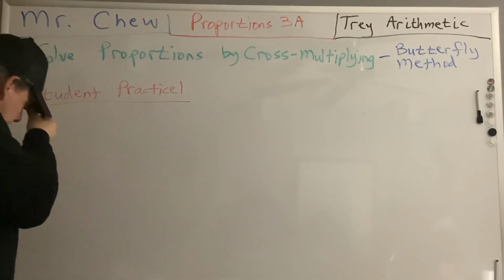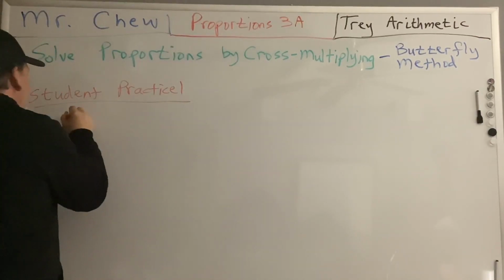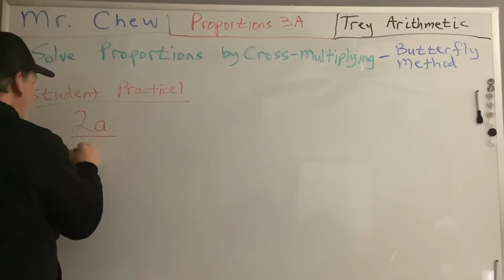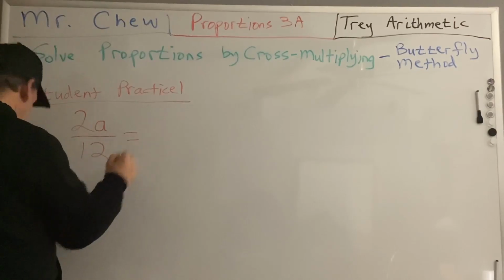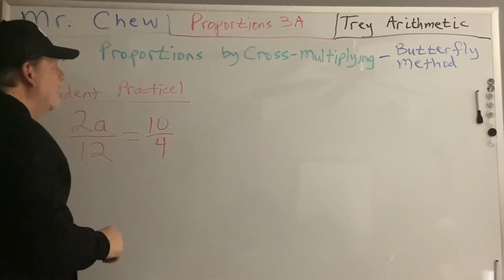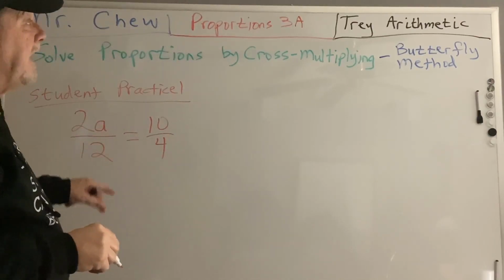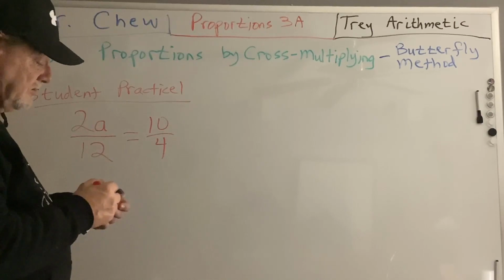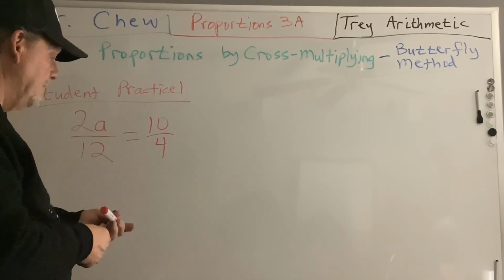And the student practice 1 is 2a over 12 equals 10 over 4. Cross multiply, solve for a, and then check it. Butterfly method, solve for a, and then check it.